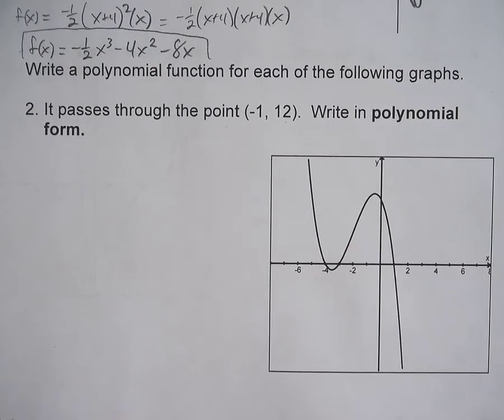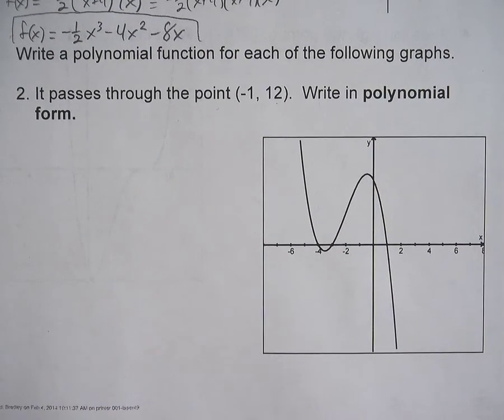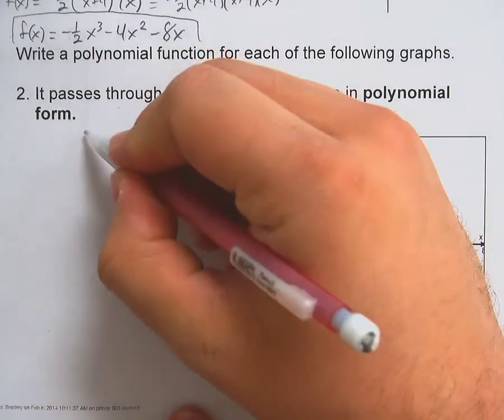Alright, next one here. Says write a polynomial function for each of the following graphs. And it says it passes through the point negative 1, 12. Negative 1, 12. Okay, well first I need to come up with a couple of things here. I'm going to list all my roots.